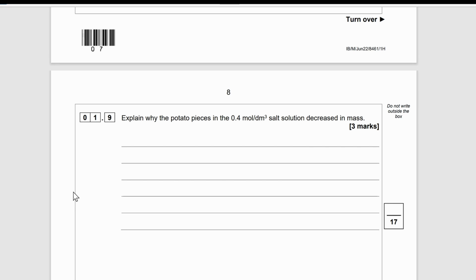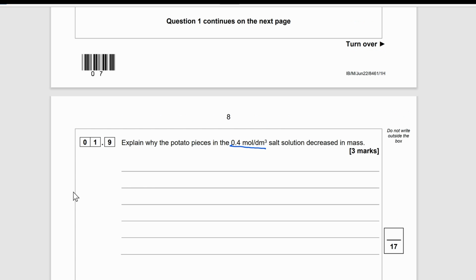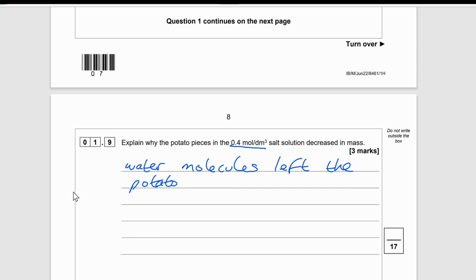Question 1.9. Explain why the potato pieces in the 0.4 moles per decimeter cubed salt solution decreased in mass. So we need to find our table again, or look at our graph. Our percentage change in mass was minus 1.4. So that indicates to us that the water had left the potato. We have to remind ourselves again that this investigation is about osmosis. So water molecules left the potato.